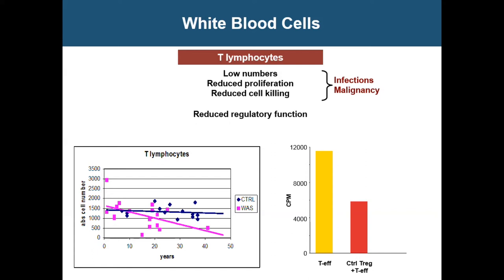Unfortunately, when we culture Wiskott Tregs with these effector T cells, as you see, the proliferation is almost unchanged. The mechanism behind this phenomenon is not totally understood yet, but this clearly indicates that some of these proliferating T cells are left unchecked and may go on to cause autoimmunity.